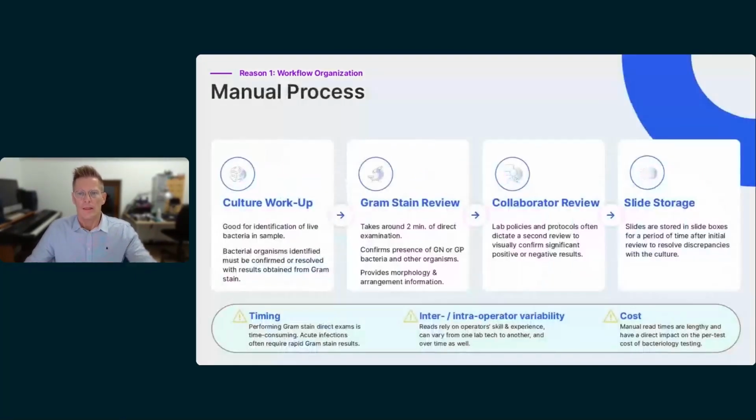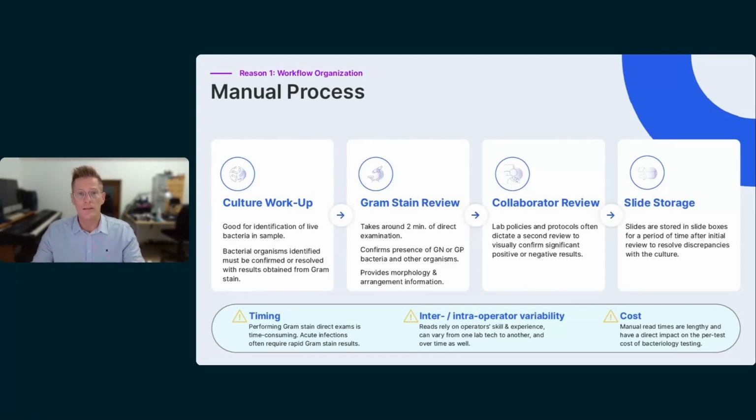And so the process today is that the laboratory technicians will start the culture workup, which takes anywhere between 1 and 2 days. And the culture is good for identifying the live bacteria in a sample. Well, the gram stain, before the cultures are read, needs to also be made. And this is where often there's a bottleneck in the laboratory, because it takes around 2 minutes of direct exam on average, and it confirms the presence or absence of positive and negative gram bacteria and provides morphological and other information about the bacteria.